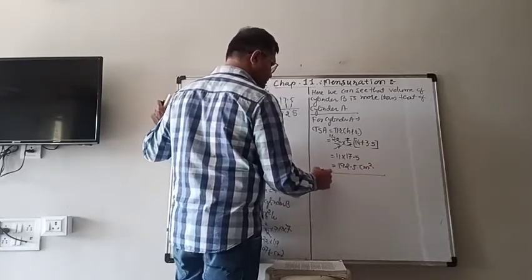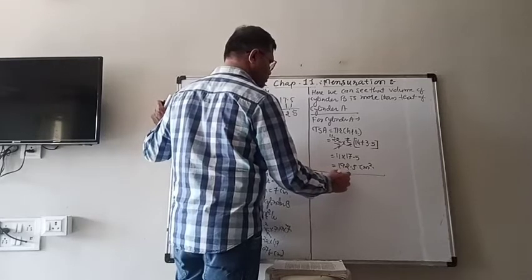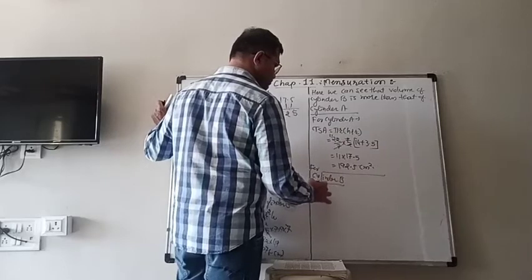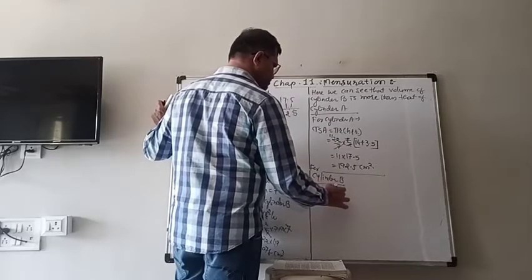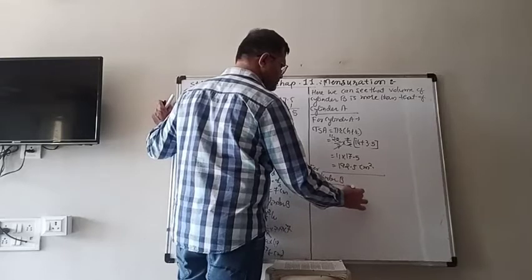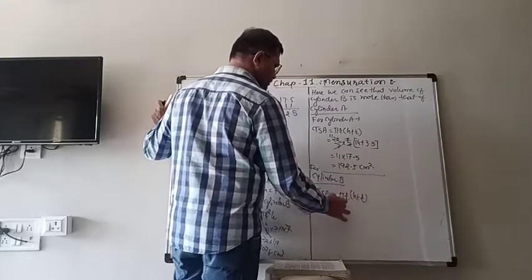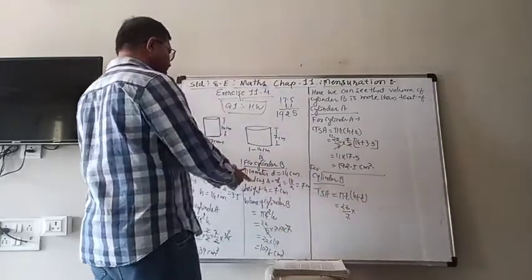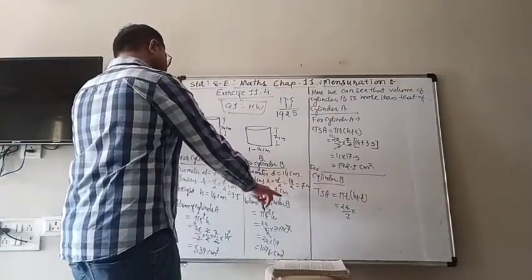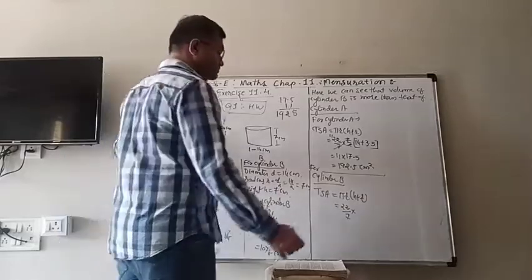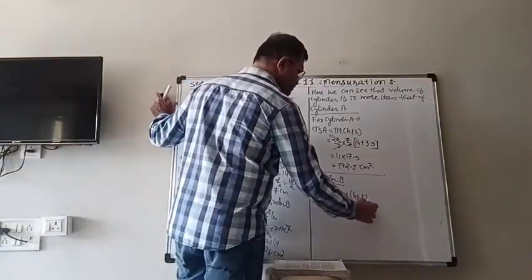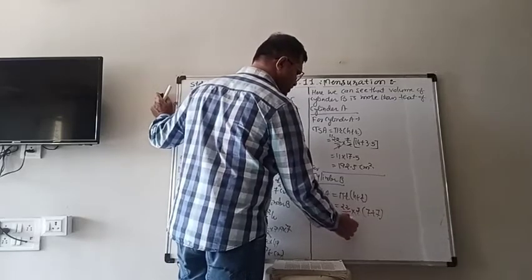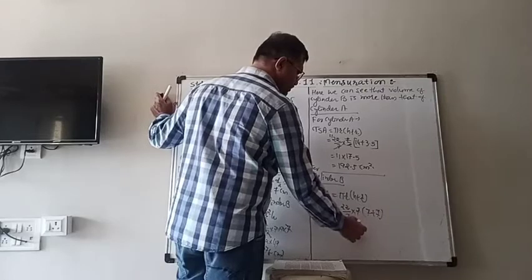Now cylinder B. For cylinder B, TSA is equal to pi r into h plus r. 22 upon 7, here r is also 7 and height is also 7. So 7 plus 7, that is 22 multiplied by 14.